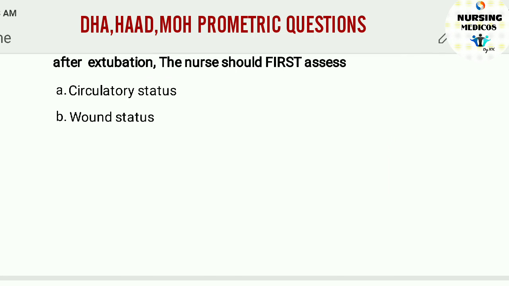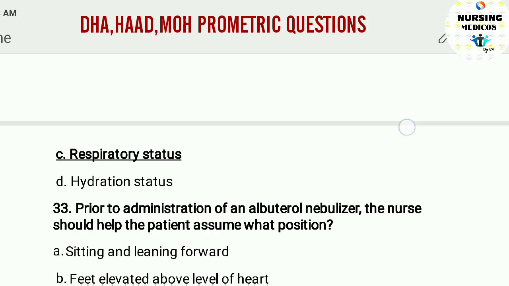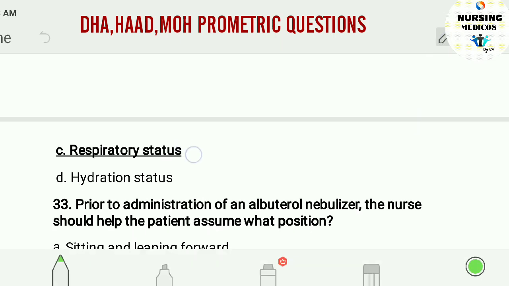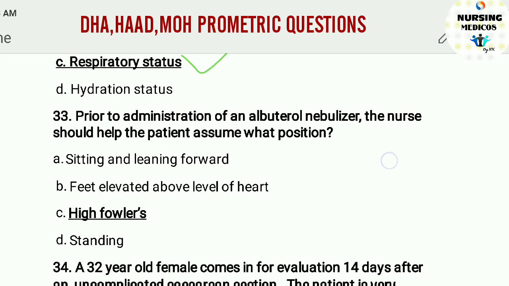What do we have to do? A, circulatory status. B, wound status, respiratory status, and hydration. So what do we have to do? Respiratory status.